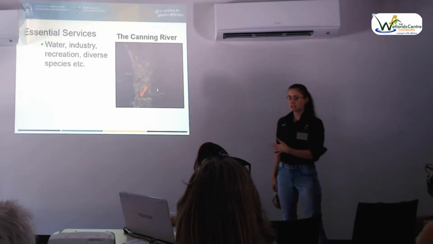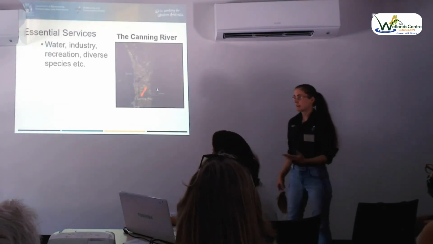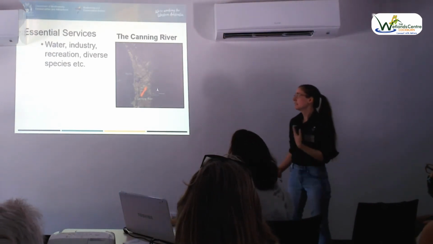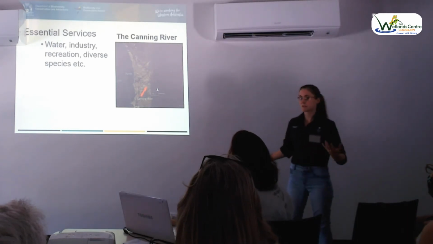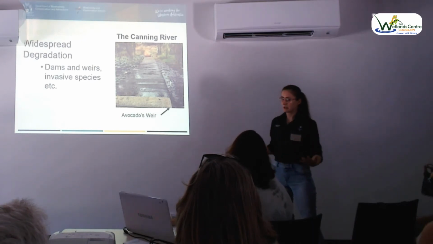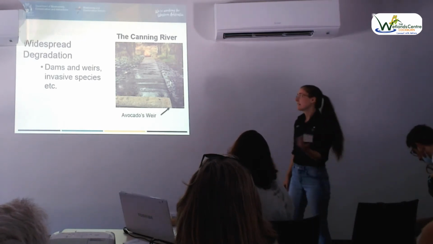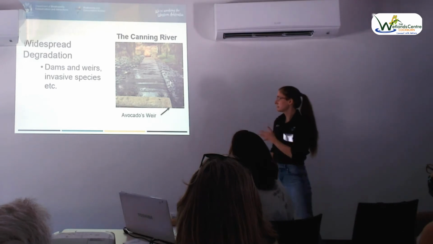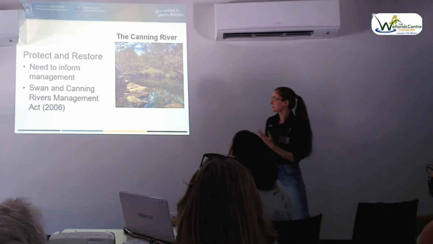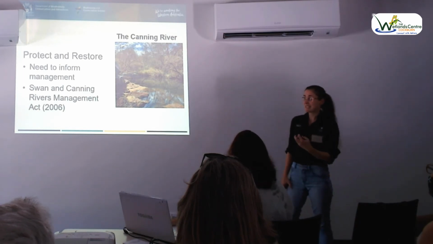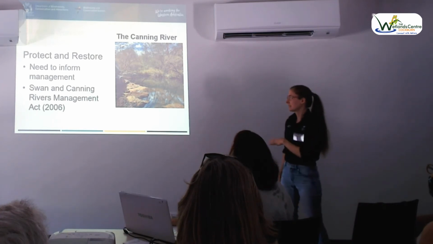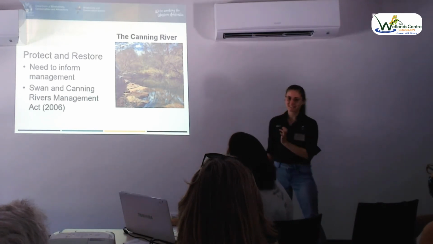So the project was focused on the Canning River. The Canning River provides an essential service to us here in Perth in terms of water, for industry and recreation, and is home to a diverse group of species. There has been widespread degradation along the Canning River. This is due to a number of factors: pollution, climate change, a lot of dams and weirs that have been introduced, and a lot of invasive species as well. So we need to protect and restore the Canning River from DBCA's perspective. We need a lot of information to inform its management, and this management also comes under the Canning River Management Act, if anyone was interested.